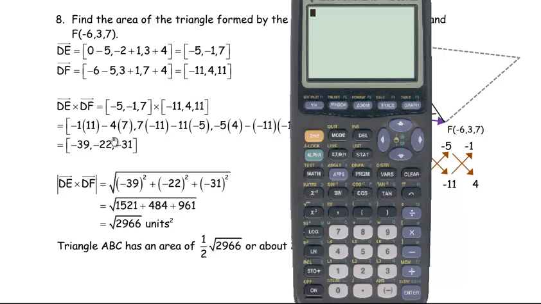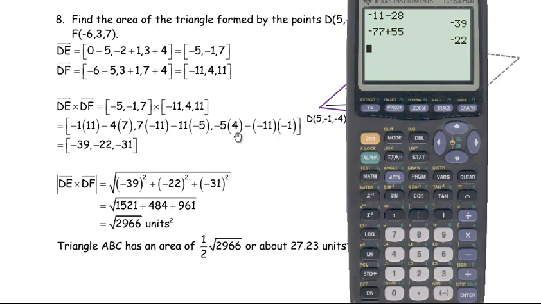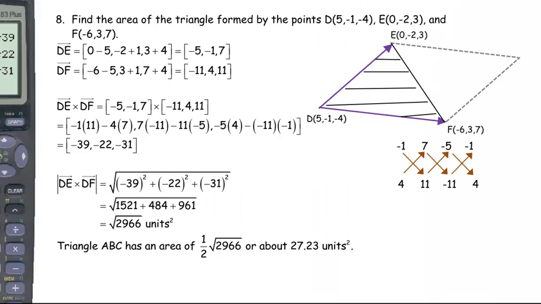So -1 times 11 will be, well, -11. And we're going to subtract 28 from that. So x component is -39. That would be -77. Now this would be plus 55. So -22 for the y component. And then that would be -20. And now that's 11, so just minus 11. So -31 for the z component.